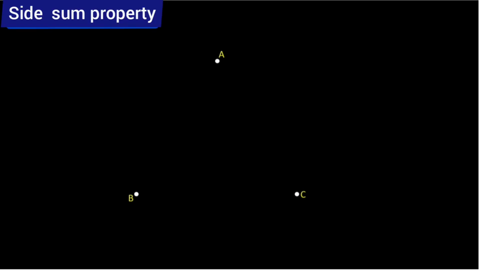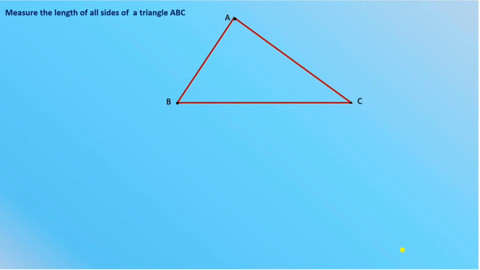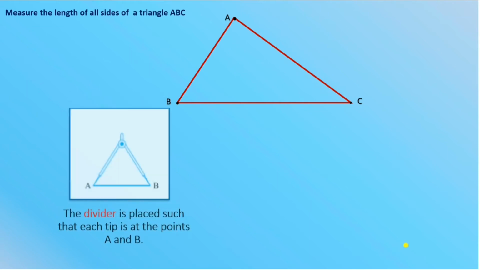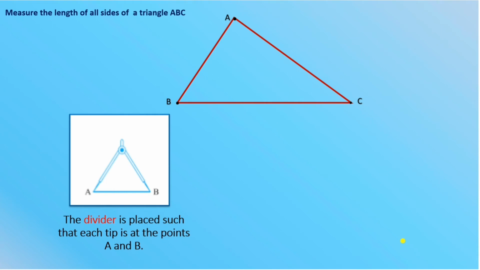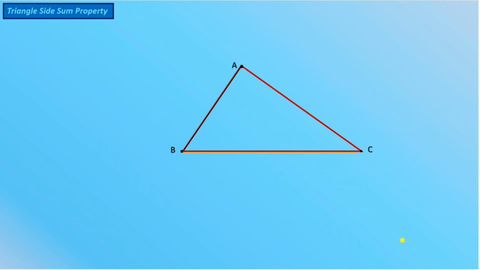We know a triangle is made up of three sides and they always have some length. Let us measure the length of all sides of this on-screen triangle ABC with the help of a divider and ruler. The divider is placed such that each tip is at the points A and B. Then, without disturbing the divider, the distance between the two points is measured with a ruler. We got the measurements. AB is 8 cm, BC is 10 cm and AC is 7 cm.